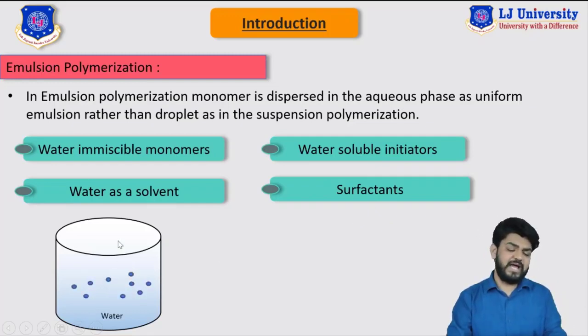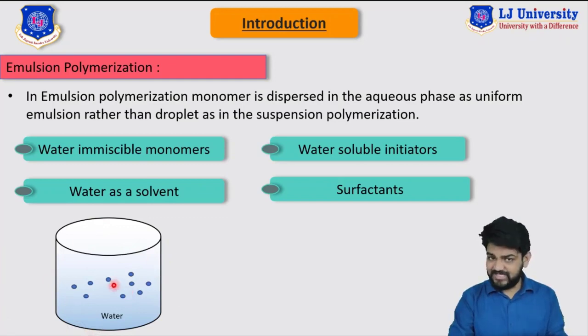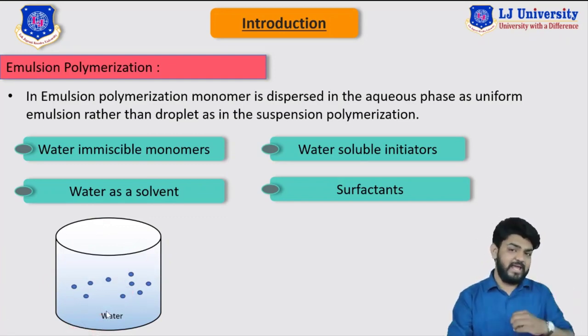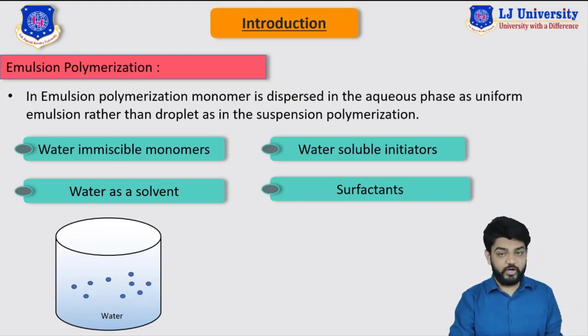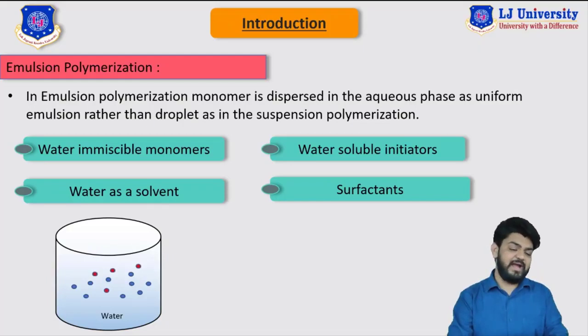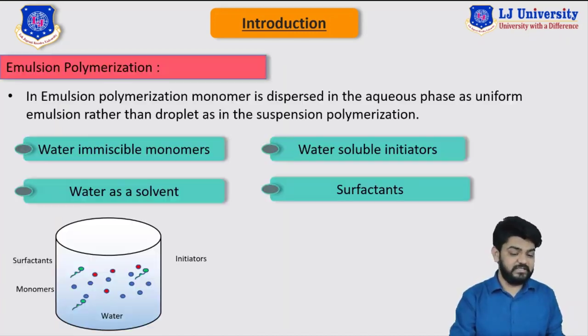You can see here I have taken one vessel inside which I am taking my water as the solvent. And now I am adding the monomer, which is essentially insoluble in the water. After that I am adding my initiator, which is soluble in the water. Then I am adding the surfactants that we are discussing in this chapter.